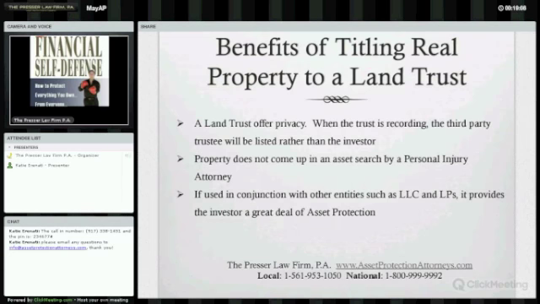If someone did an asset search, and I just use a personal injury attorney as an example, but really if anybody does an asset search, it wouldn't come up because you don't own the property. It's owned by the trust, which the law looks at as separate and apart from you. And if it's used in conjunction with other entities like asset protection LLCs and asset protection limited partnerships, et cetera, then it can provide the investor or the owner a great deal of asset protection. And we'll talk on that a little bit later.